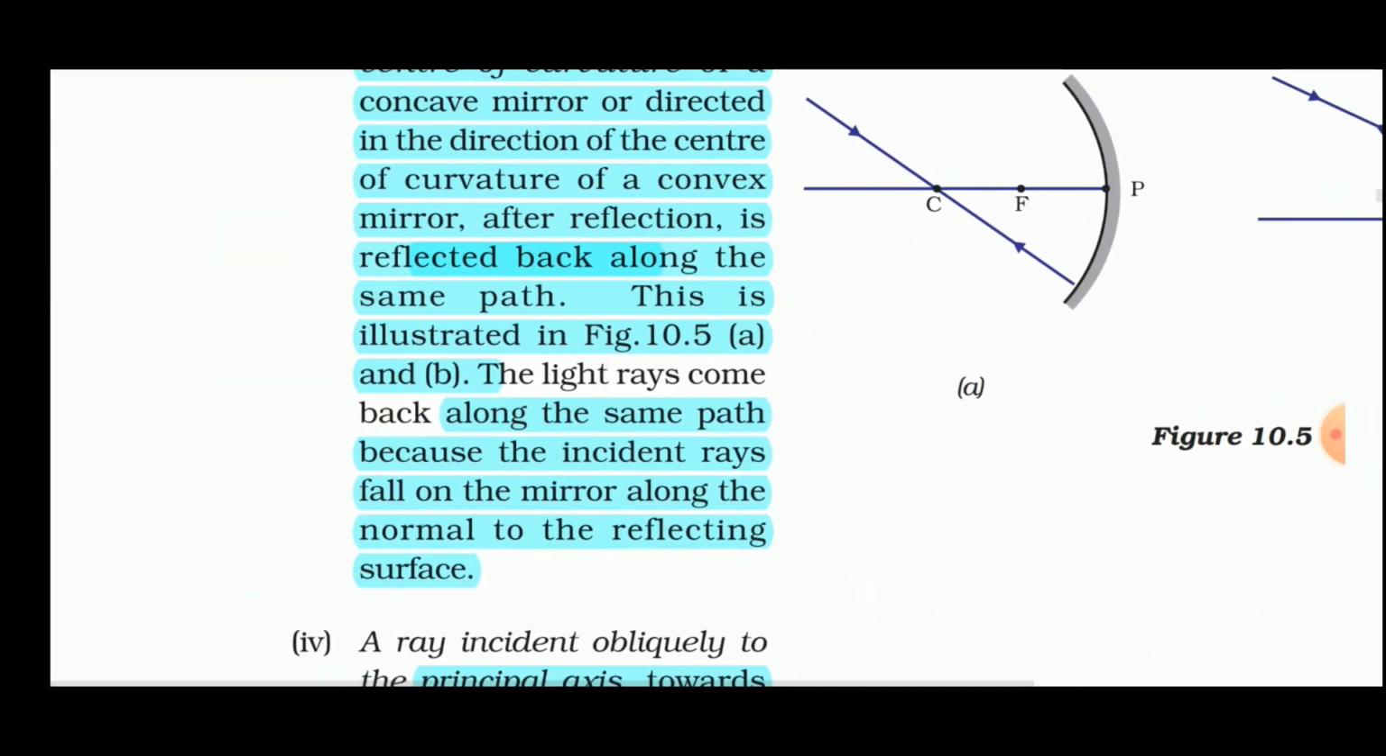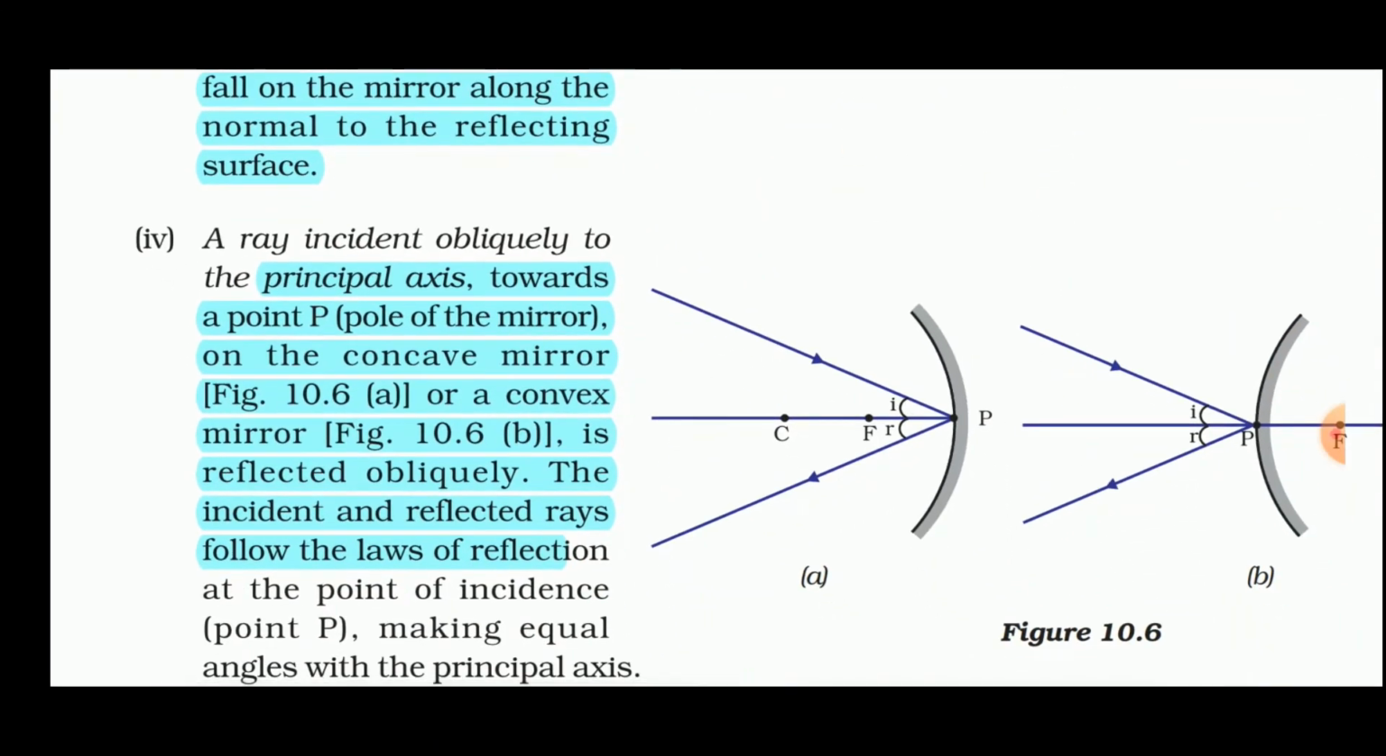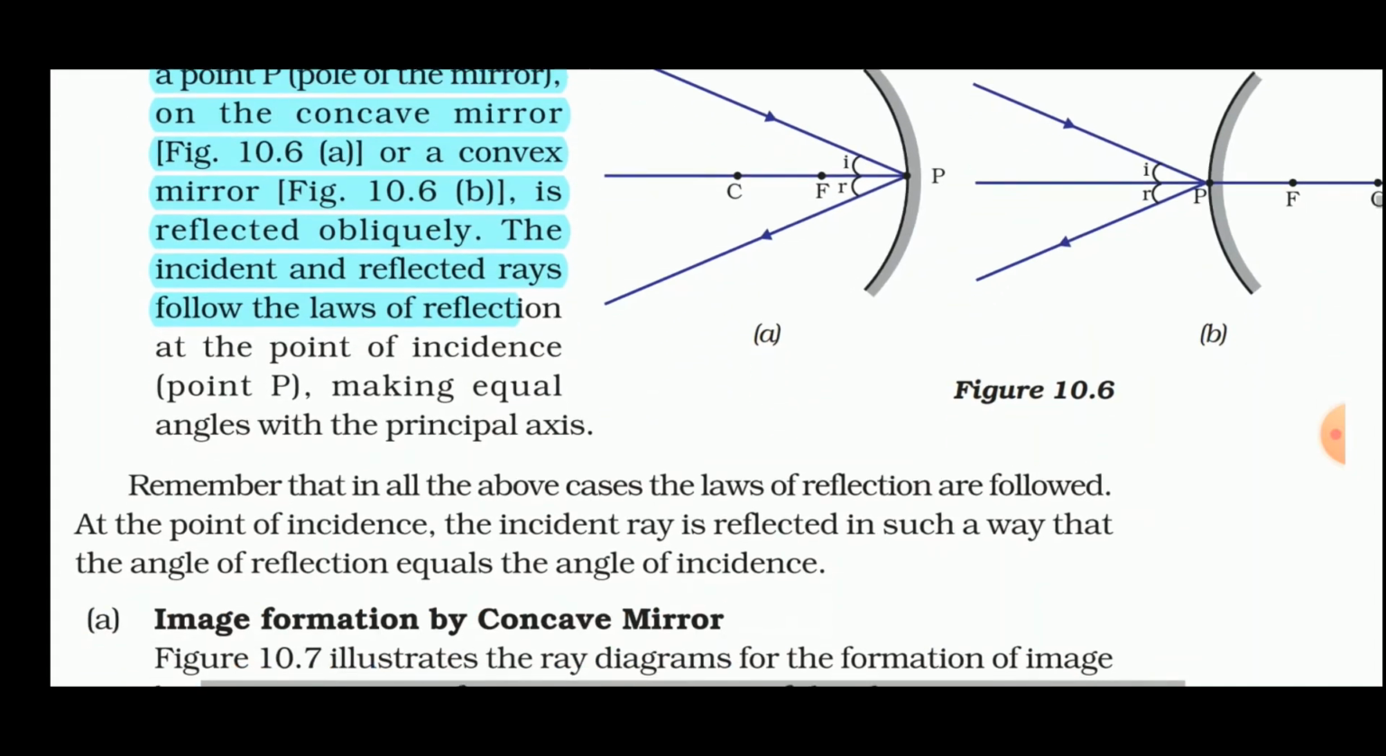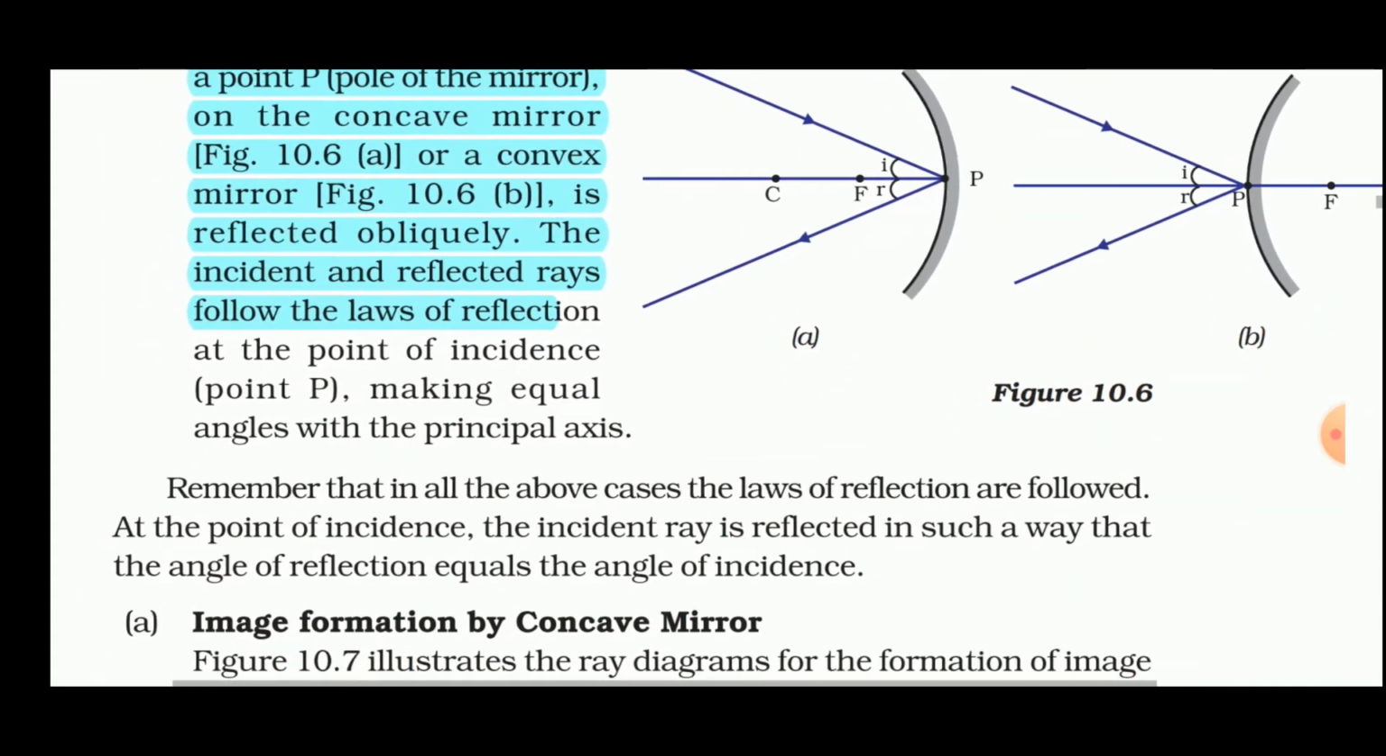Then next, the fourth direction of the ray of light: the incident ray obliquely to the principal axis towards the point P on the concave mirror or the convex mirror is reflected obliquely. The incident and the reflected rays follow the laws of reflection at the point of incidence P, making equal angles with the principal axis. Remember that in all the above cases, the laws of reflection are followed.